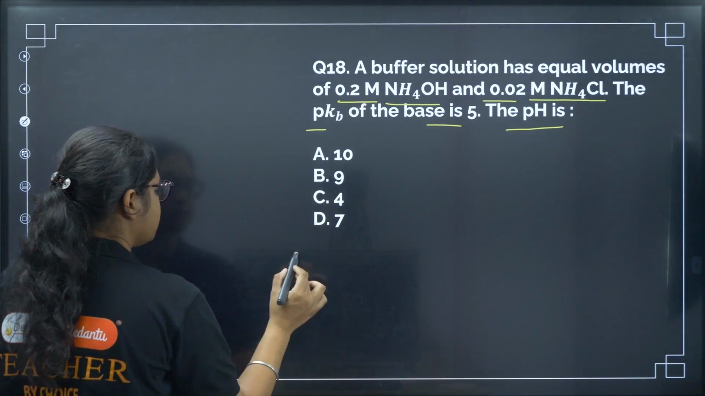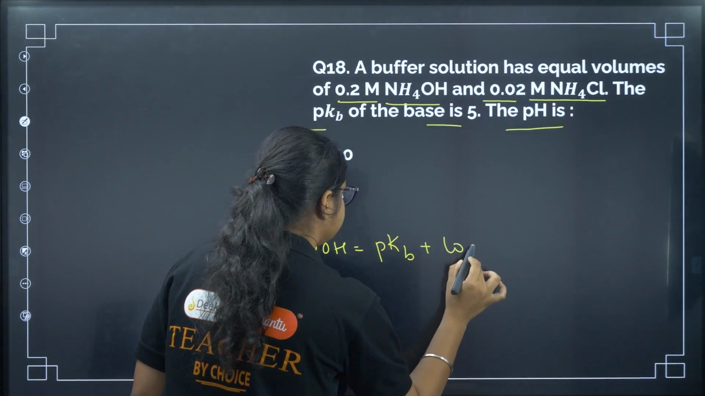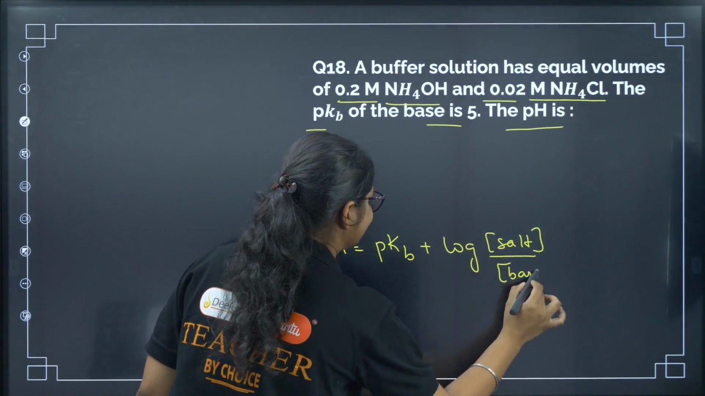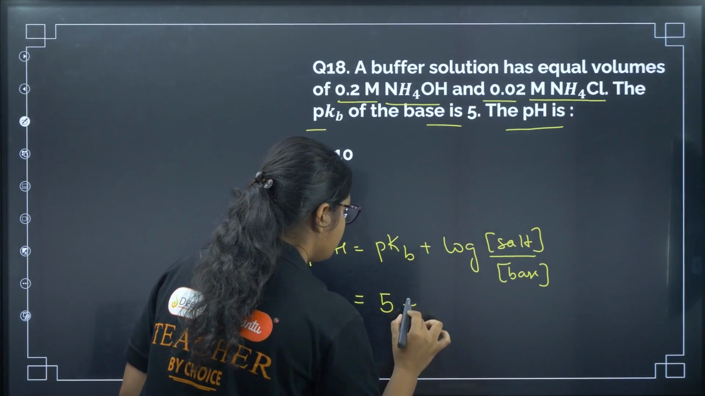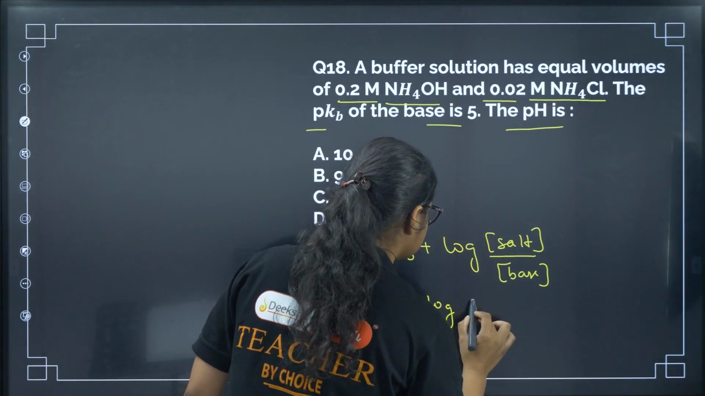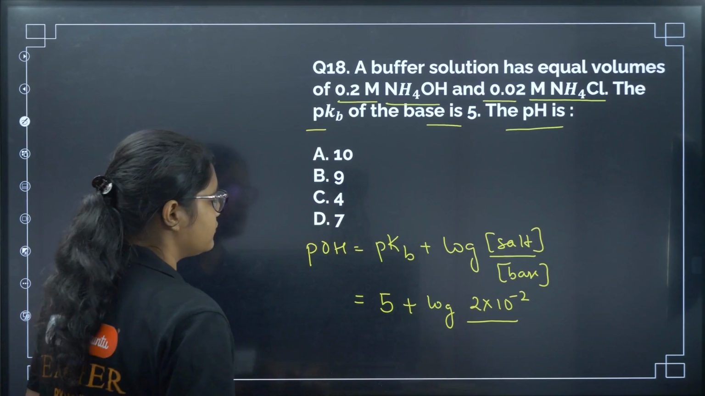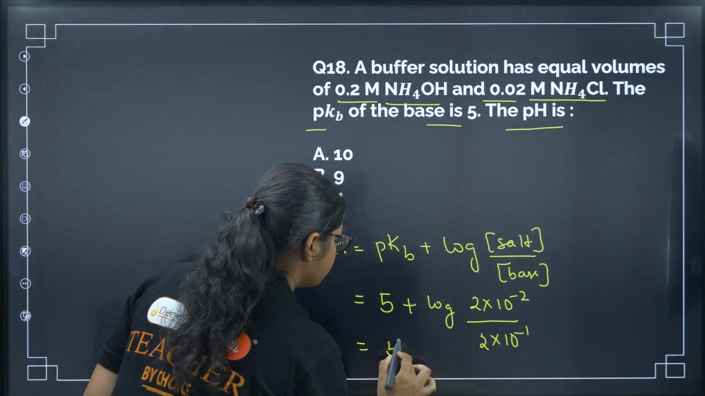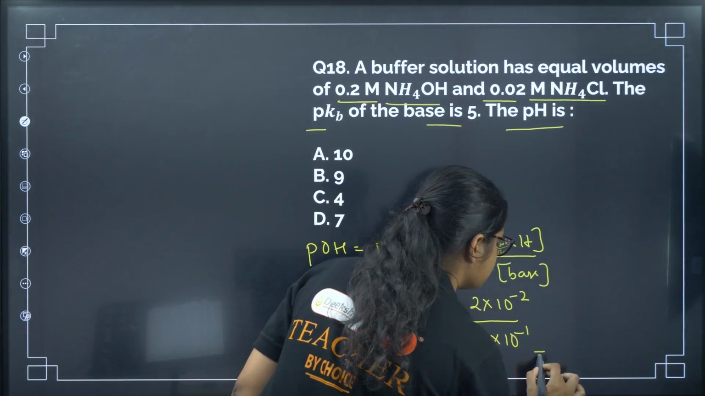So by Henderson equation, we have pOH is equal to pKb plus log of salt concentration by the base concentration, right? Now if I substitute here, what is the pKb value? pKb value is 5 plus log of salt concentration, you see NH4Cl, that is 2 into 10 to the power of minus 2, and this one is 2 into 10 to the power of minus 1, right? So I'll get here 5 plus log of 10 to the power of minus 1. So we will get 5 minus 1, that is 4.